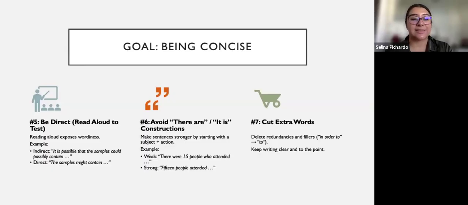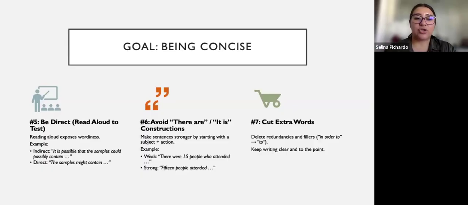I gave you some examples right there. "It is possible that the samples could possibly contain" — rewrite that and just say, "The samples might contain." Quick, to the point. Another guideline is avoid "there are" and "it is."